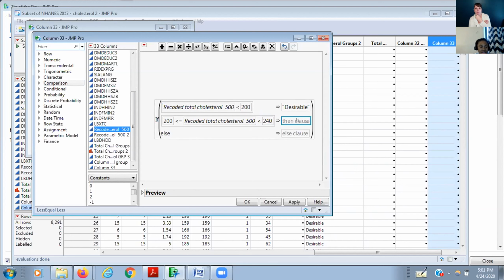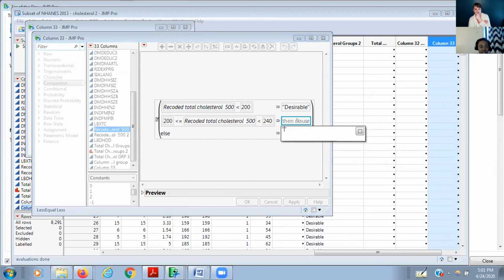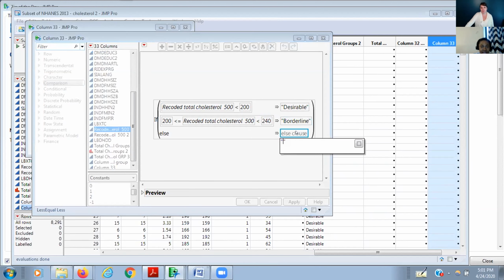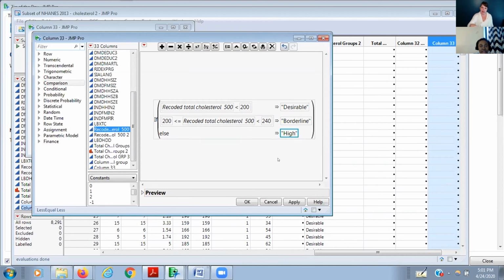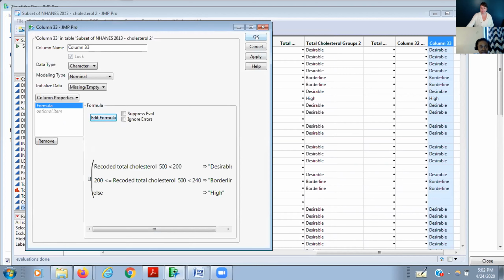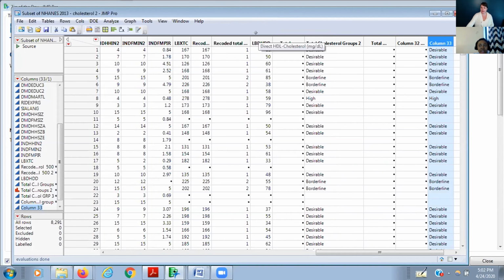Quote, borderline, or whatever the middle is. Yeah, borderline. And then high. Quote, HIGH. Enter. Now press apply and watch what happens on your data in the background. There they are. Ta-da. And then you click OK. Okay, and okay, and there you go. Now you got it.